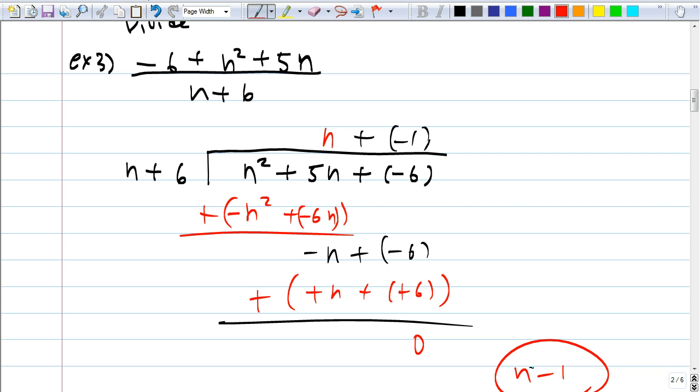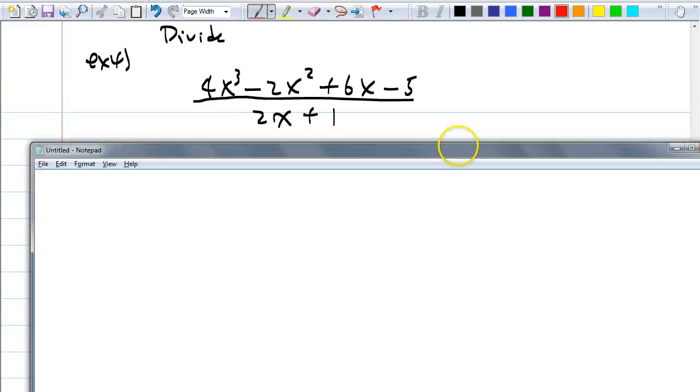Let's move on. Now, by the way, are you always going to have ones where there's no remainder? No. Sometimes you will get remainders, right? So let's do one where you get some remainders. Okay, here we go. Go ahead and try example 4, everybody. Here it is. It's 4x cubed minus 2x squared plus 6x minus 5 all over 2x plus 1. It says to divide. So go ahead and divide.